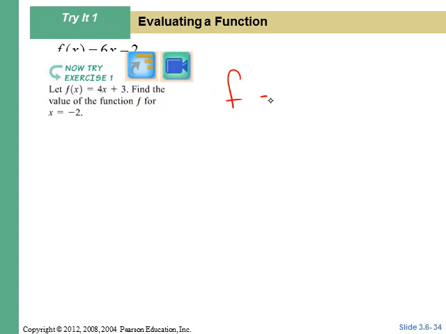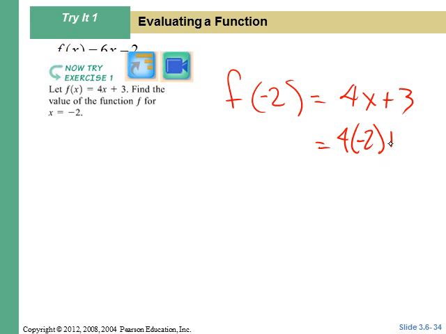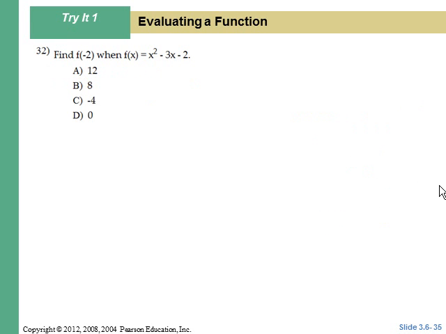So f of negative 2 is 4x plus 3, but instead of writing x, we're going to write negative 2, and we get negative 8 plus 3 is negative 5. So f of negative 2 is negative 5. How about this one?